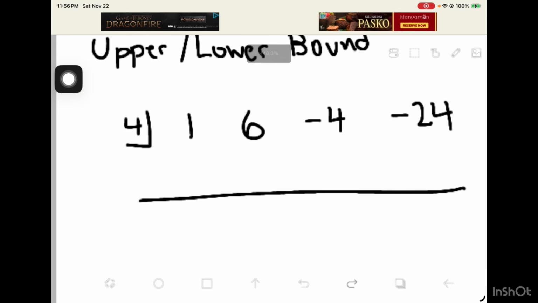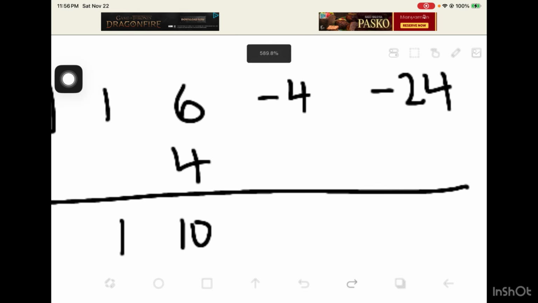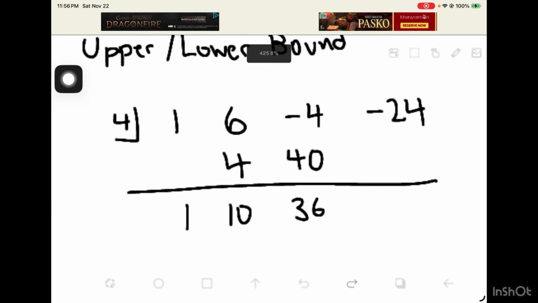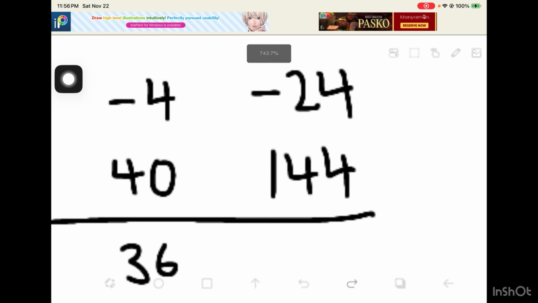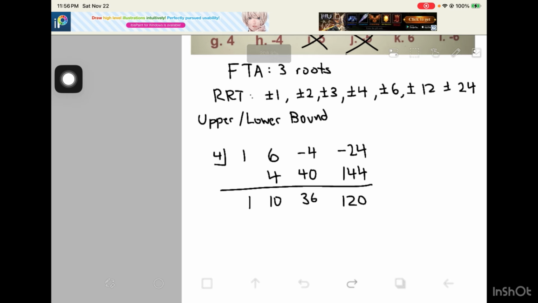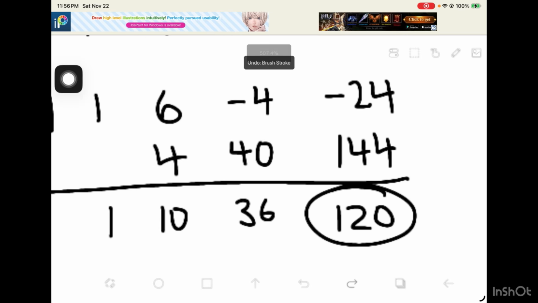So 1, bring this down, 1. 1 times 4 is 4. 6 plus 4 is 10. 10 times 4 is 40. Negative 4 plus 40 is 36. 36 times 4 is 144. And this one is 120. So as you could see, look at this. Number 4 gives a remainder of 120.